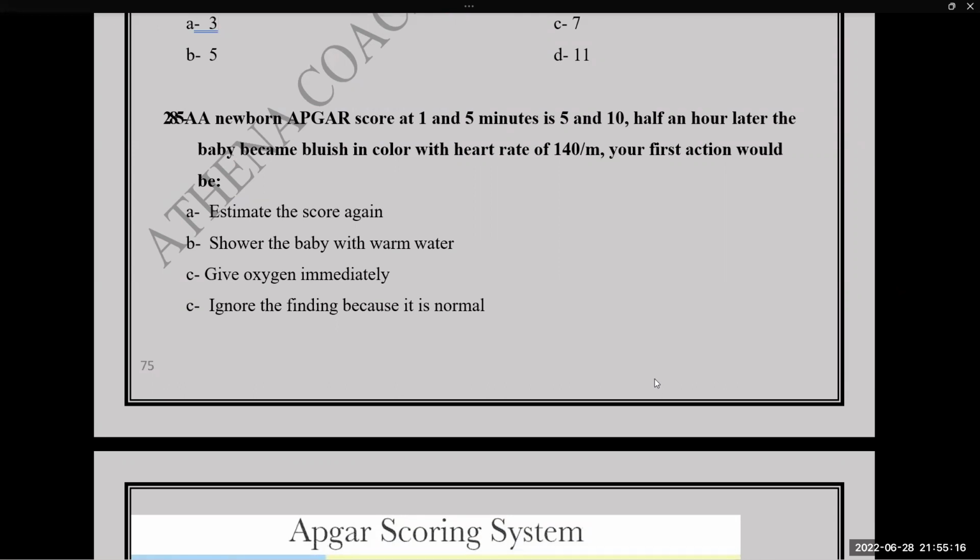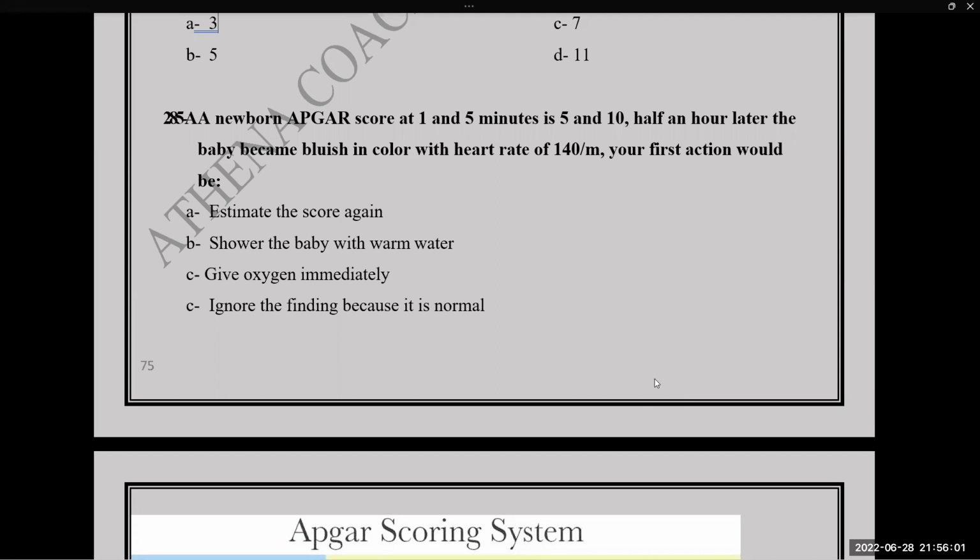A. Estimate the score again. B. Shower the baby with warm water. C. Give oxygen immediately. D. Ignore the finding because it is normal. So remove the wrong answers and then select the correct answer. Yes, what is the answer? Estimate again? Estimate the score again? No, because the baby has become blue in color. Option C, so immediately start oxygen. C.